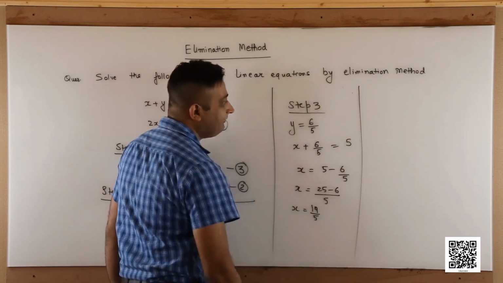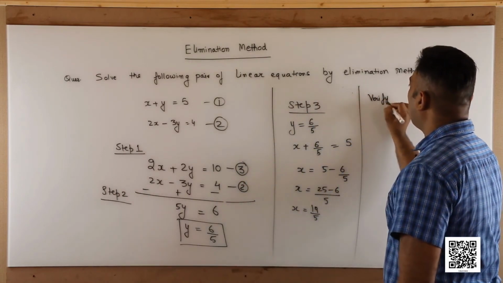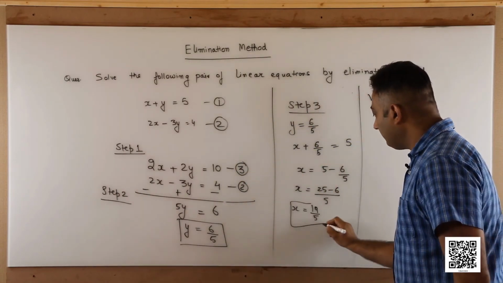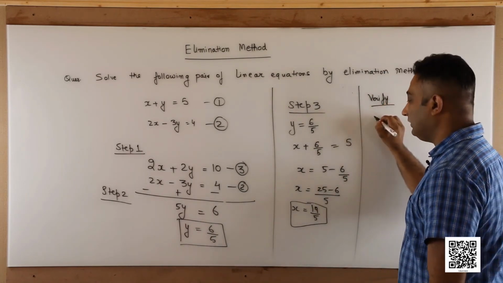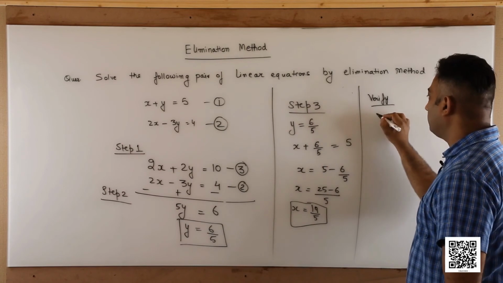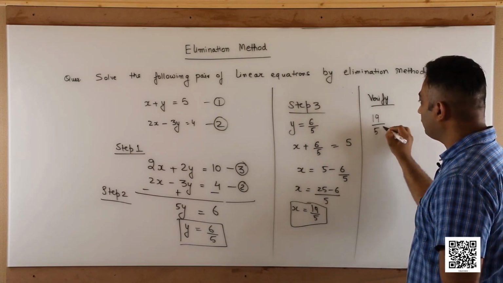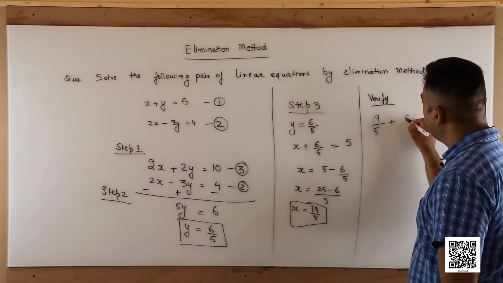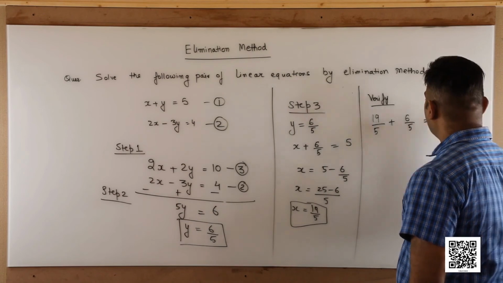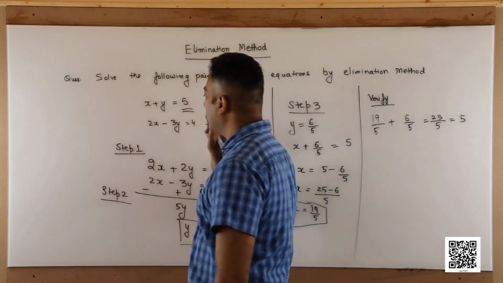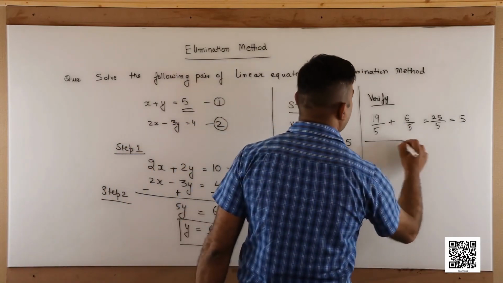So we can easily verify by putting the values of x and y in both the equations. So let us put the value of x and y in equation number 1. We get the left hand side of equation number 1 as 19 by 5 plus 6 by 5, which is equal to 25 by 5, which is equal to 5, which is equal to the right hand side of the equation number 1. So it got verified.